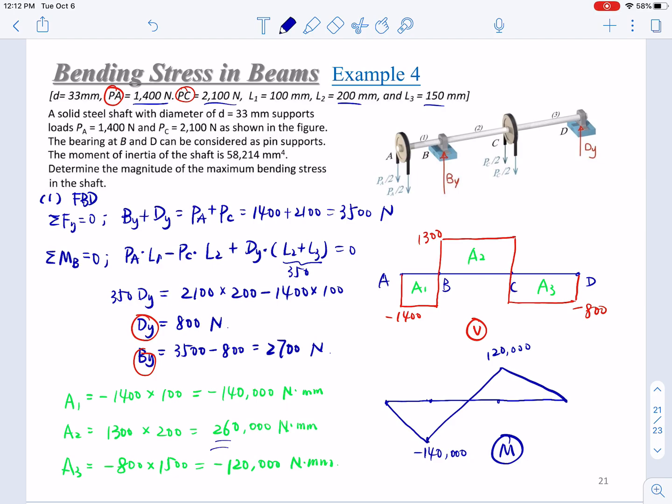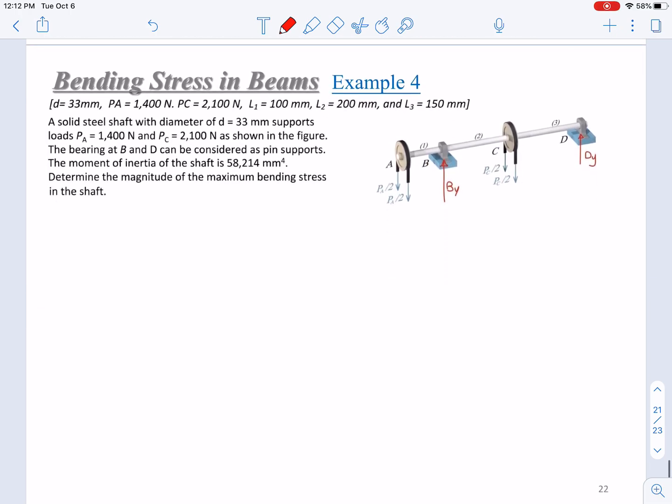So from here, we can try to find where we have the maximum bending moment, and what is the value. Right? So the negative sign doesn't matter. We only care about the magnitude values. So here we have determined that the maximum bending moment is negative 140,000 Newton millimeter.